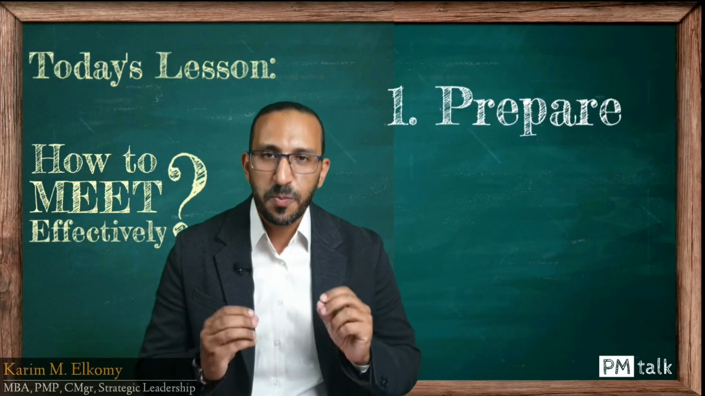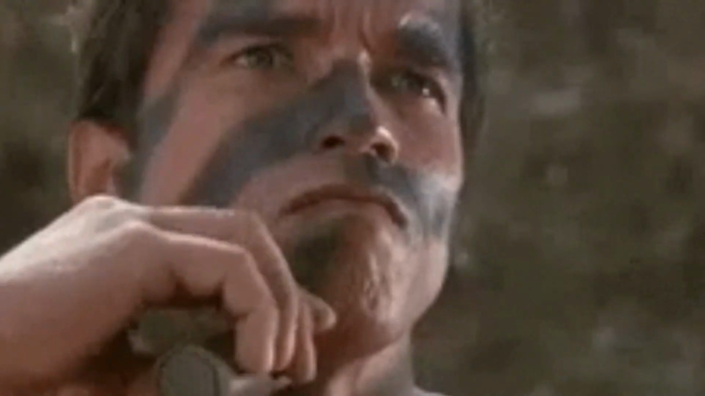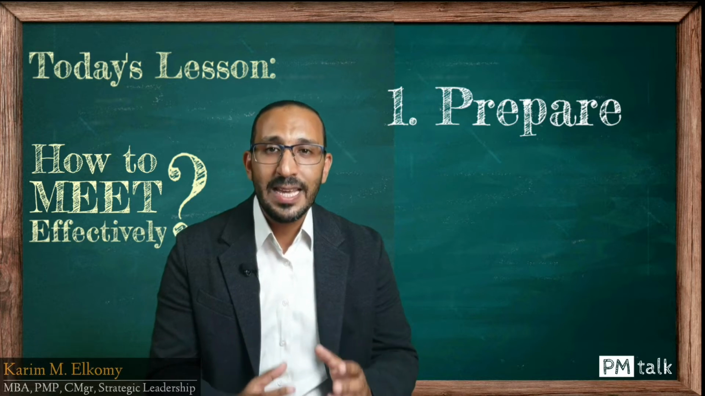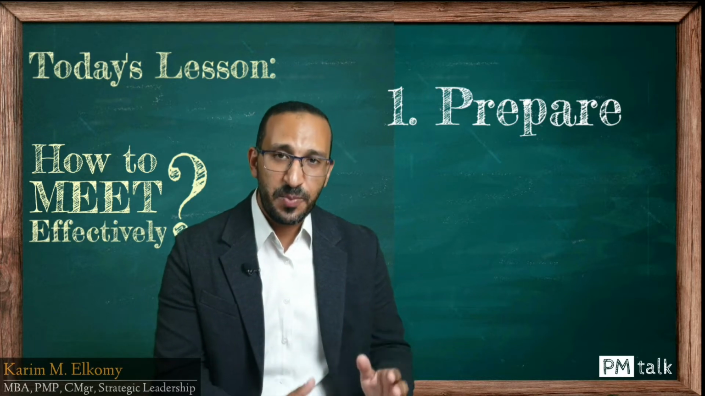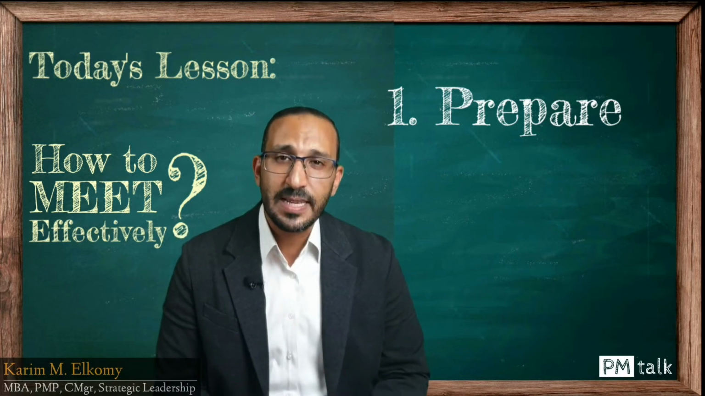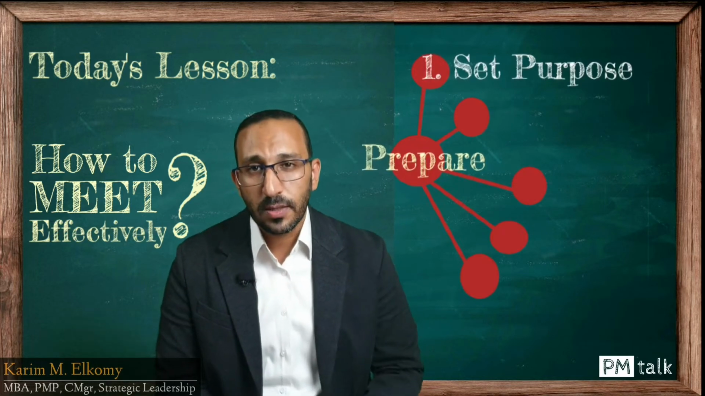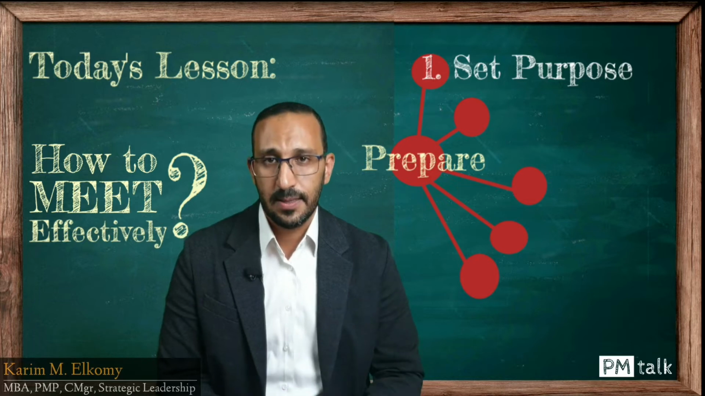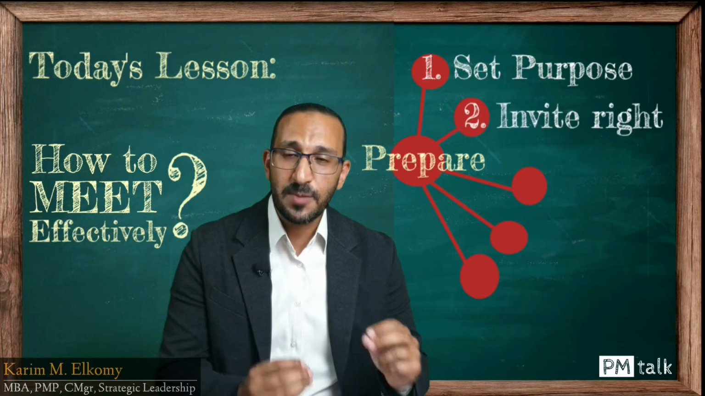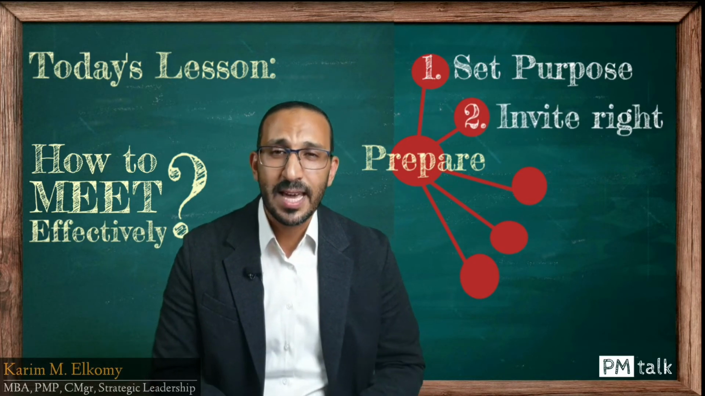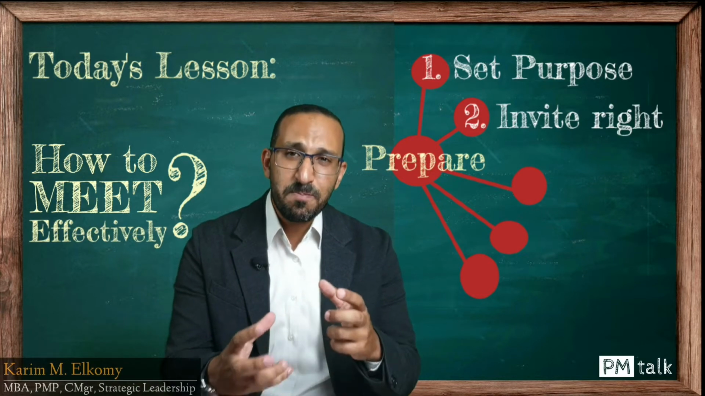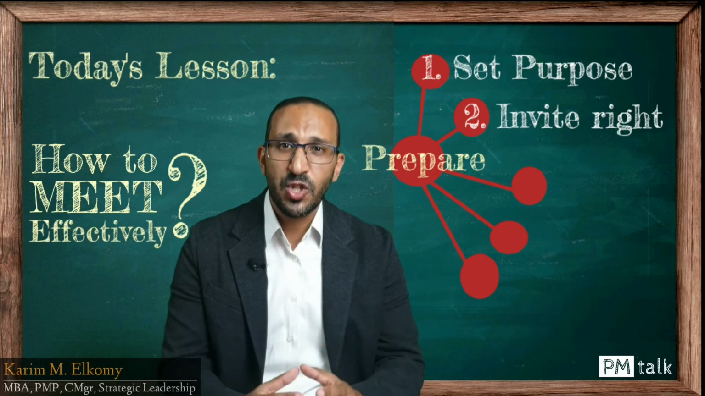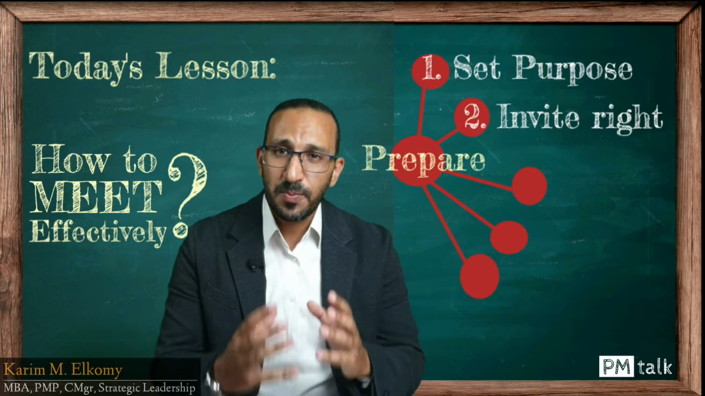Number 1, prepare for the meeting. Sounds obvious, right? A meeting is only as important as you have prepared for it. To prepare for the meeting, you need 5 things. Number 1, a purpose, a very clear objective of the meeting. Number 2, invite the right people. Don't listen to those who say that meetings should include as minimum number of people as possible. Not that way. The correct thing to do is to include the right people.